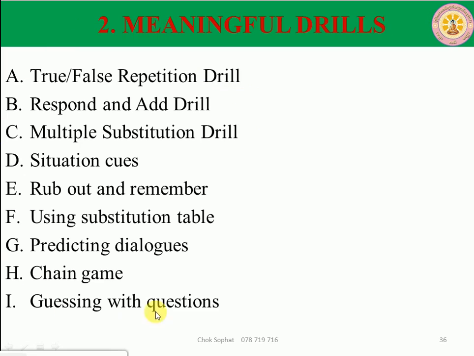So we can set the techniques here for the student to practice in a class, like true for repetition drill, respond and add drill, and what is student respond multiply substitution drill, situation cue, wrap and remember using substitution table. We can use the table for the student as a clue for practicing speaking skill, predicting dialogue, guessing game, and guessing with question.